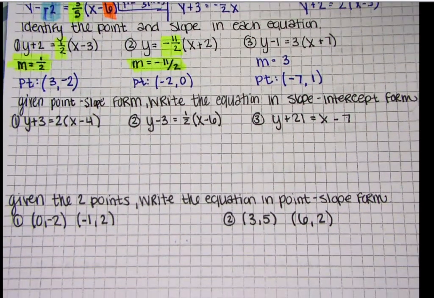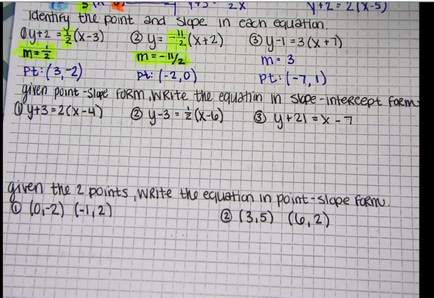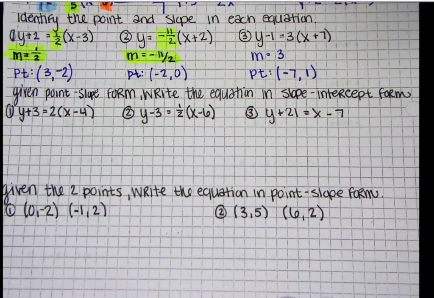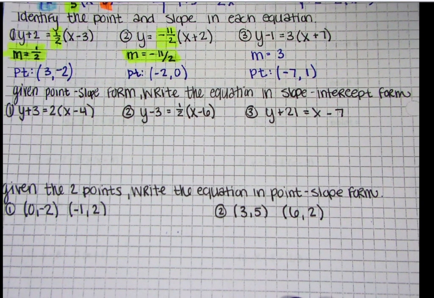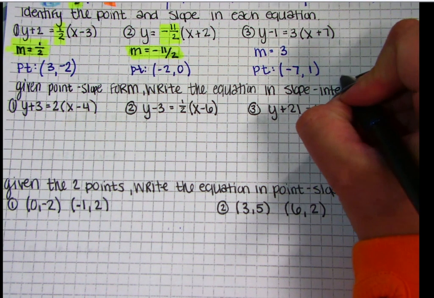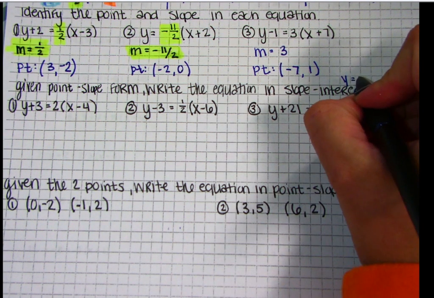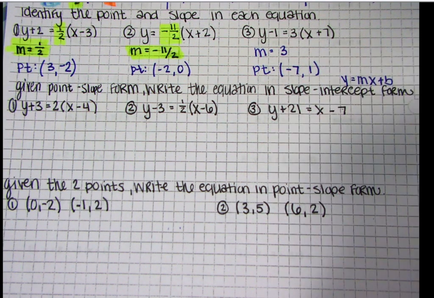The next set says, given point-slope form, write the equation in slope-intercept form. So what is slope-intercept form again? Slope-intercept form. Y equals mx plus b. So we have done this before where we had to solve for y and isolate our y value. That's exactly what we have to do here.